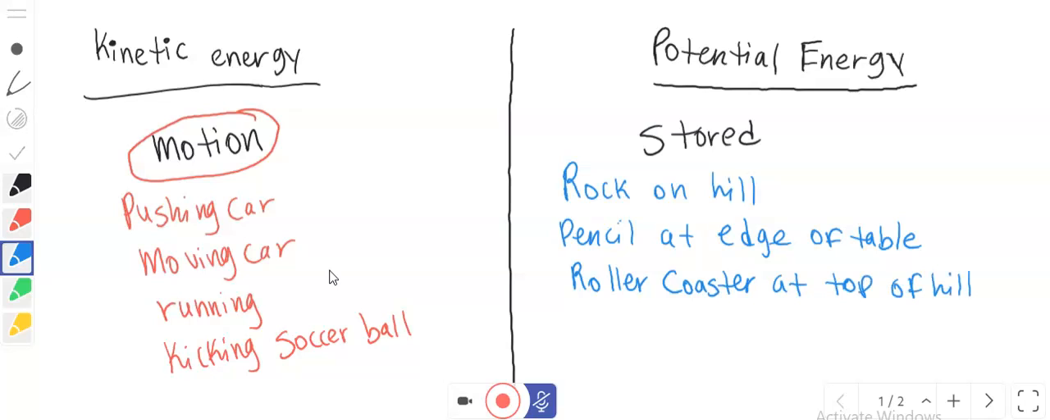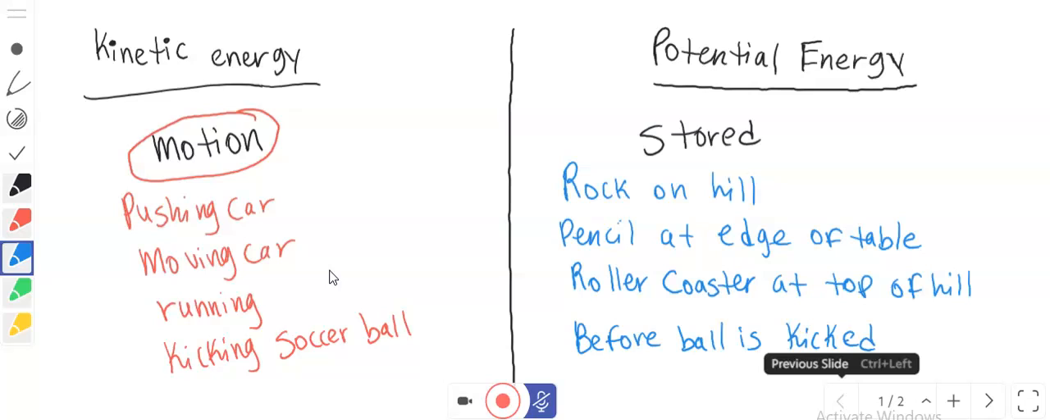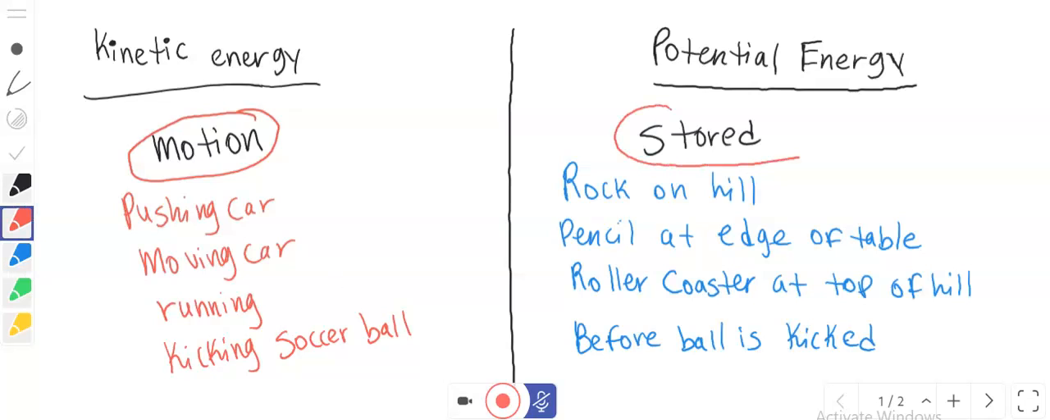Another example of potential energy is right before kicking a ball. Before the ball is kicked, that energy as you are about to swing your leg is you storing that energy to be released. So just keep that in mind: potential energy is energy stored.